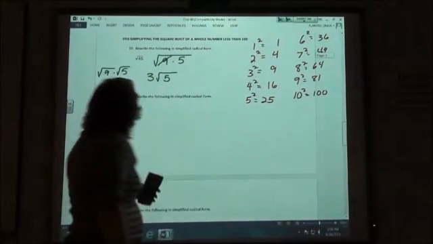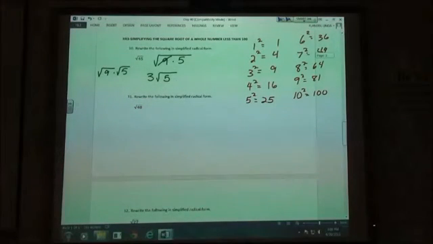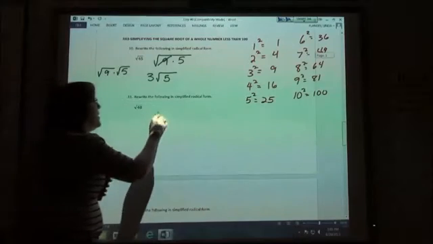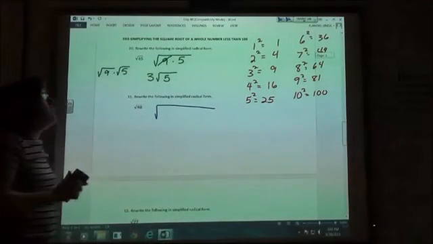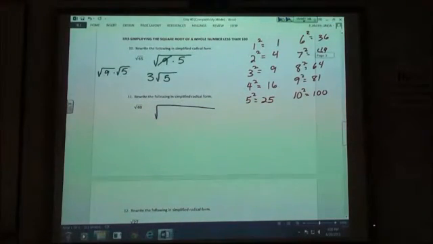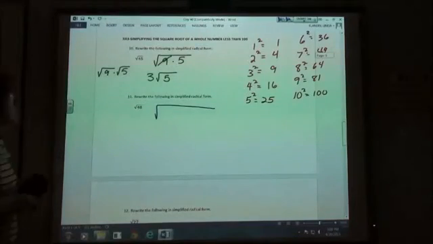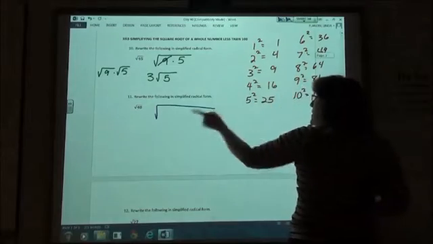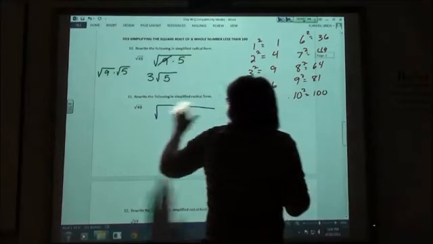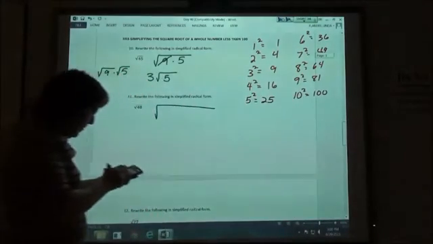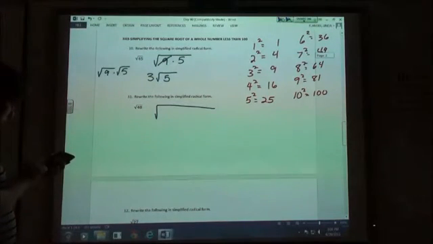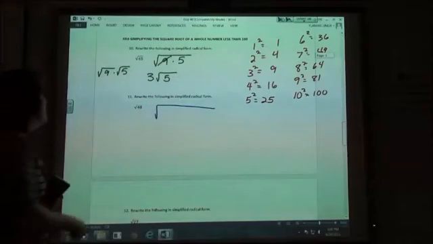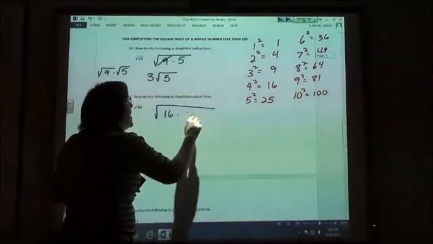Number 11. I want to rewrite the square root of 48 in simplified radical form. So on my square root, I want to factor 48. I want to be sure I use the biggest perfect square that works. Obviously, all of these numbers are too big. 36 doesn't divide into 48. 25 doesn't divide into 48. But wait a minute, let me check 16 out. 48 divided by 16. 3 times. So I'm going to say this is 16 times 3.